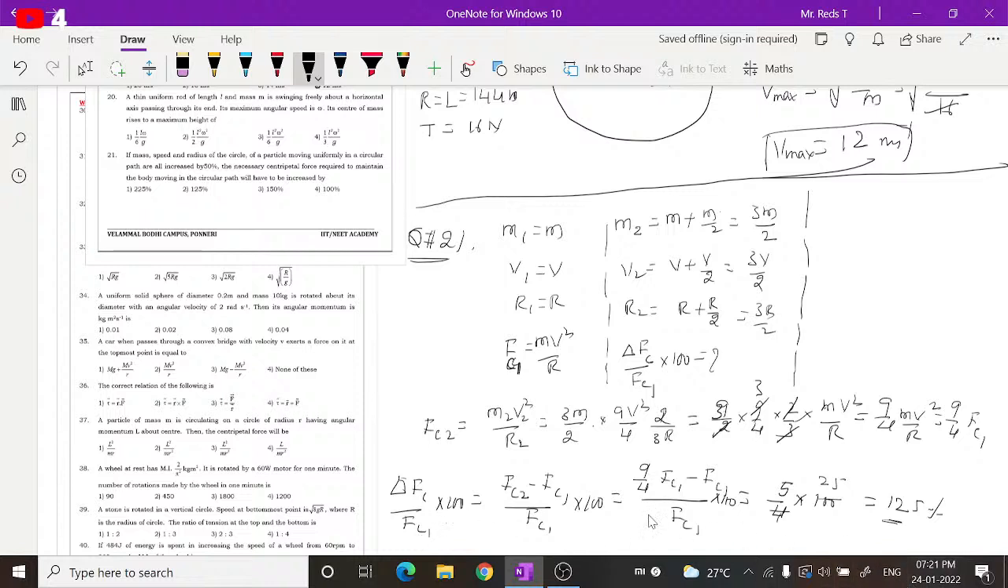So I hope it is clear for you. Which option is the right one here? The second option, 125%. This is how we have to work it out. Next, question number 21 is done. Let us see the next.